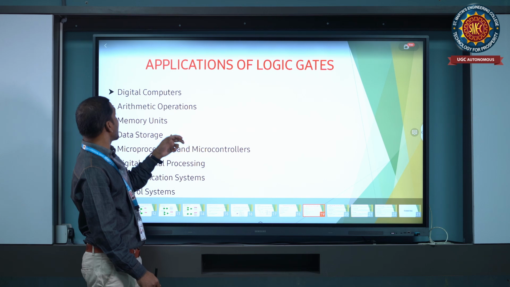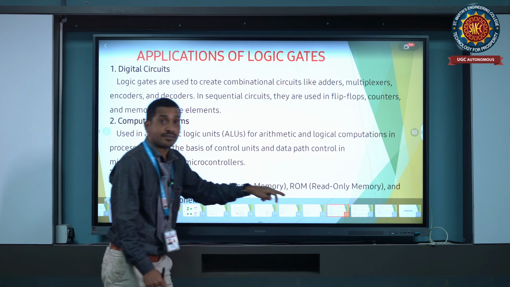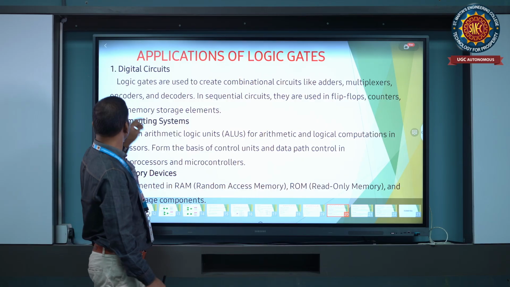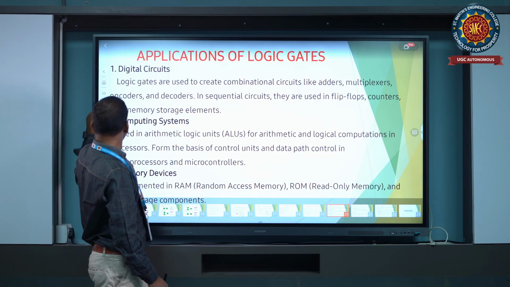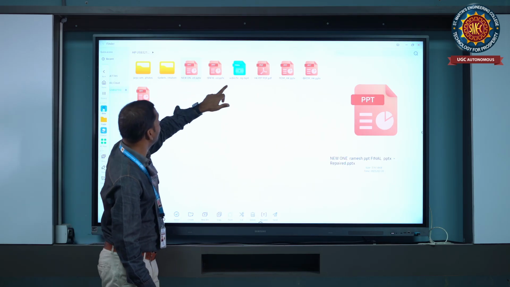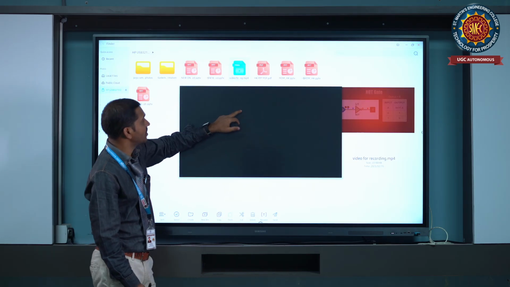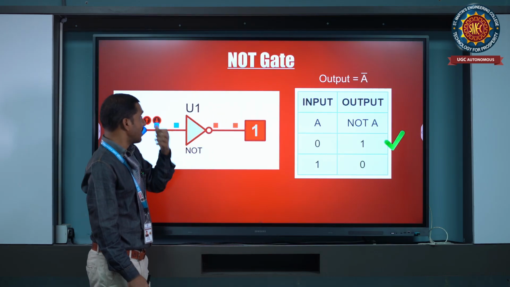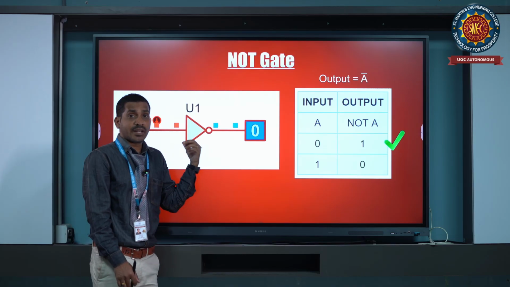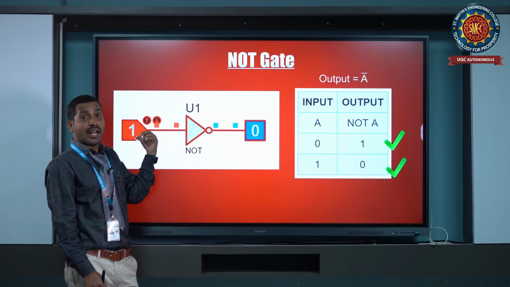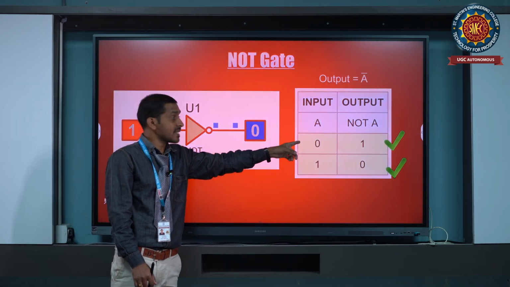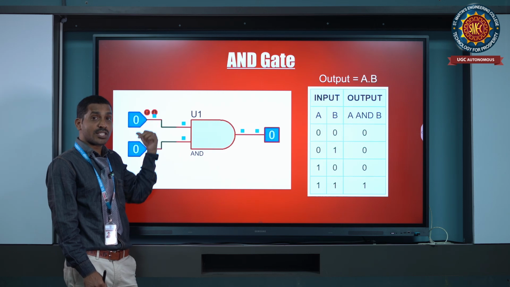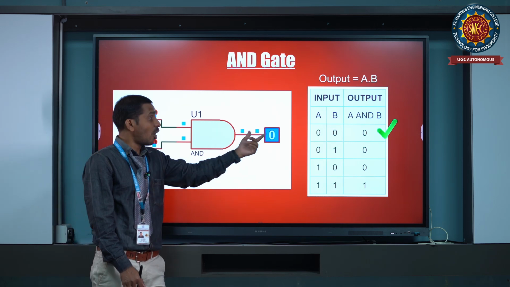Next is the application video. Now we'll look at the video. The video starts with the NOT gate: giving input 0 produces output 1, and input 1 produces output 0. Next one is the AND gate. With A is 0 and B is 0, it will produce the output 0.